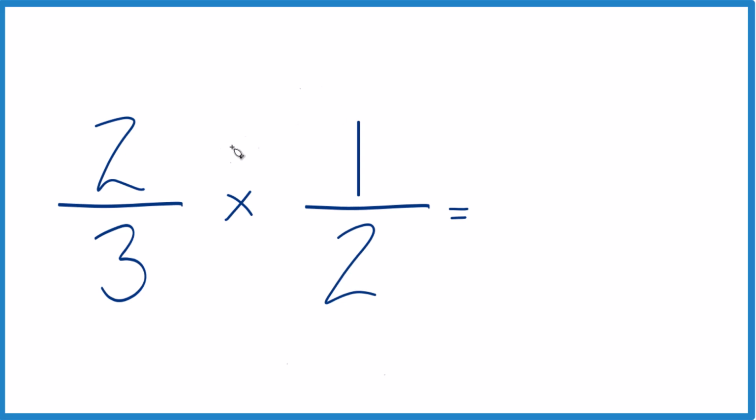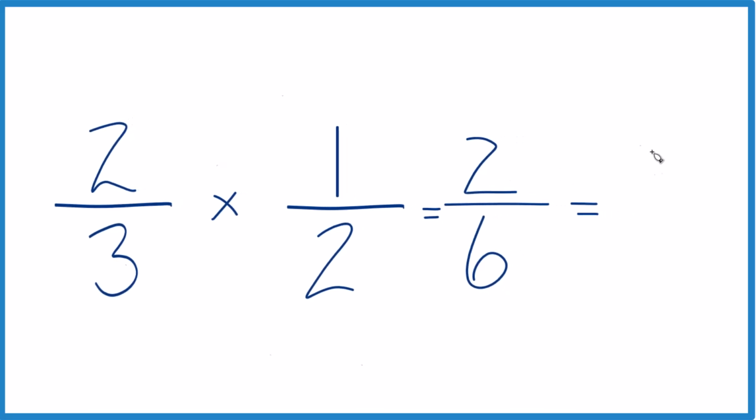When we multiply fractions, we multiply the numerators and then the denominators. So it's just 2 times 1, that gives us 2, and 3 times 2, that gives us 6. So 2/3 times 1/2 equals 2/6. But we can simplify this. These are both even numbers. So 2 divided by 2 is 1, and 6 divided by 2 is 3. So we end up with 1/3. So 2/3 times 1/2 is 2/6, or simplified, 1/3.